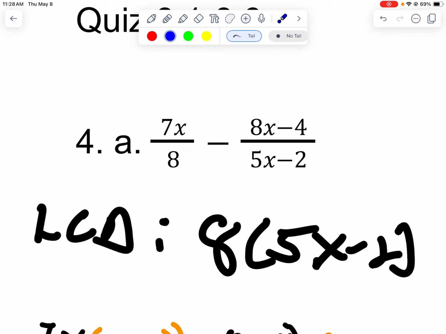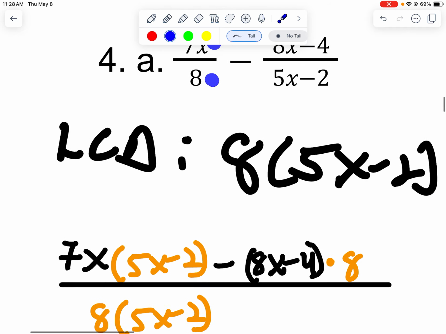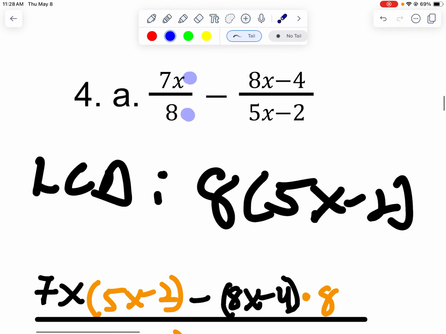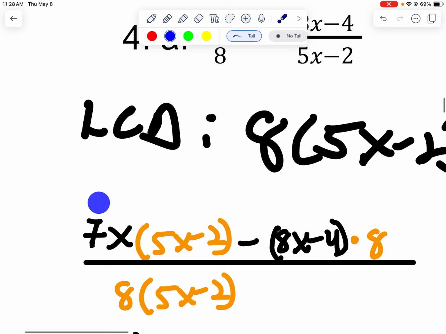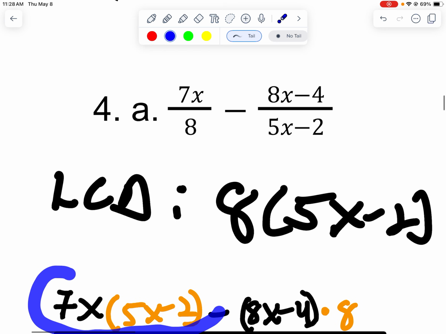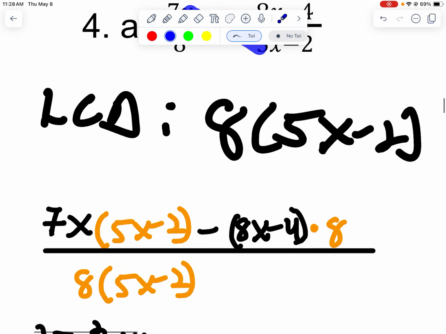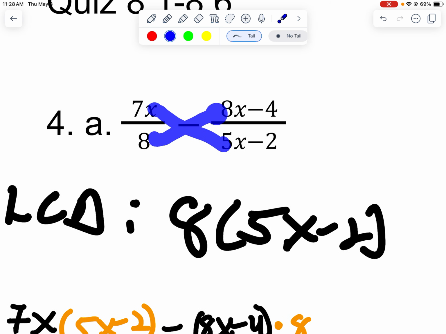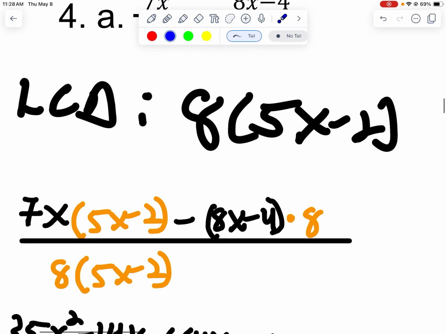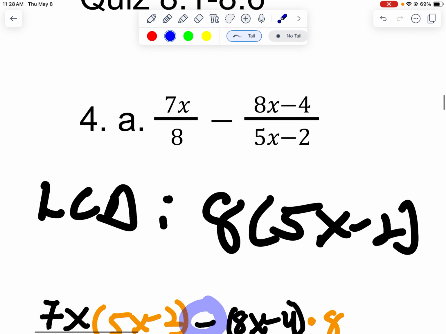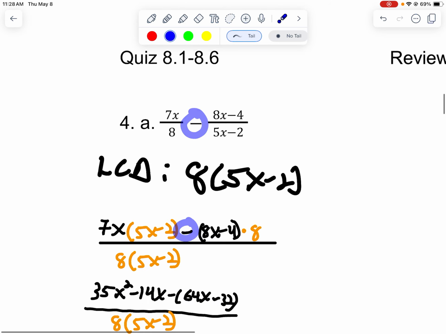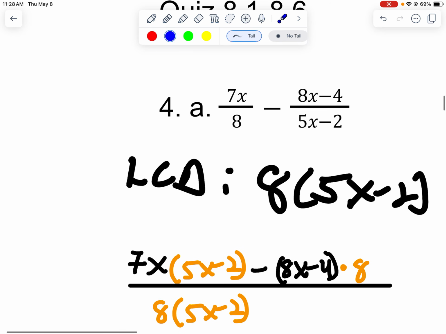And when I do that, I multiply top and bottom by what's missing. And what's missing is the 5x minus 2. So that's where this term came from. I basically, for these simple ones, it's just that. I'm going to take 7x times 5x minus 2, and then minus 8 times 8x minus 4. Notice this minus came from the fact that that was subtraction. So now this turns into this problem.